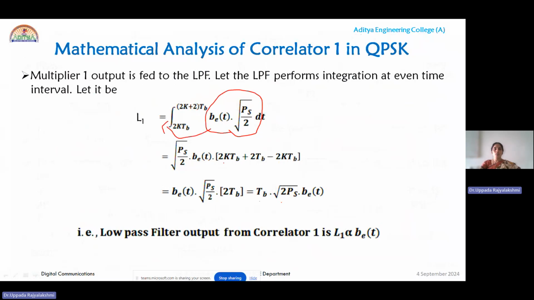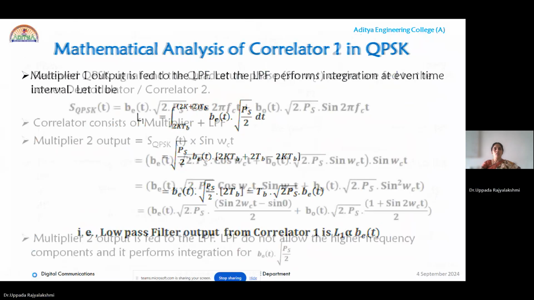Then you will get the integral from 2k T_b, just apply the limits. So for t, just apply the limits, 2k plus 2 into T_b, that is 2k T_b plus 2 T_b minus 2k T_b, the lower limit. Then here 2k T_b gets cancelled, you will get 2 T_b, and already here you have 2 in the denominator inside the root. So you will get root 2 inside the root for the numerator. So T_b into root 2 P_S into b_e(t). The low pass filter output from correlator 1 is L1, which is proportional to b_e(t).